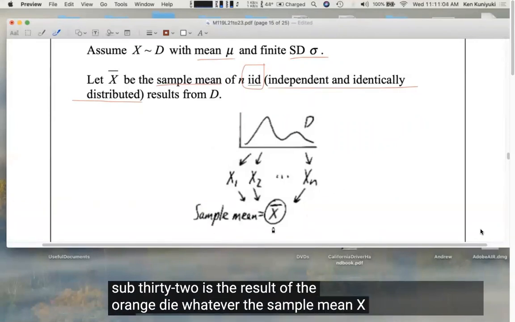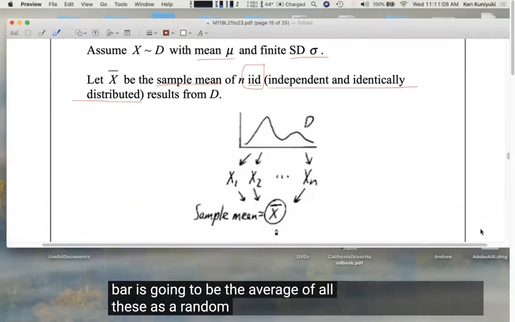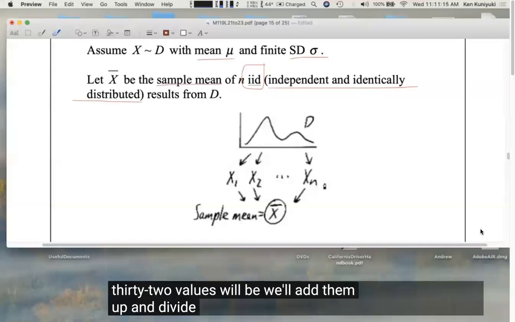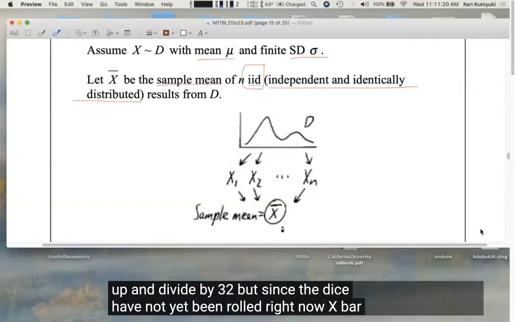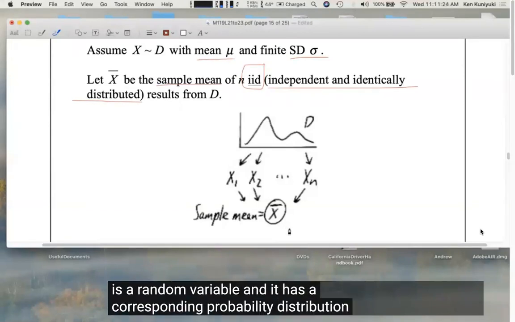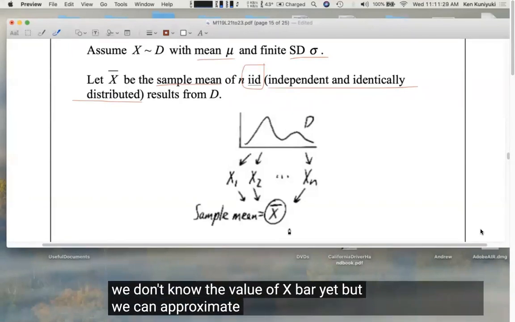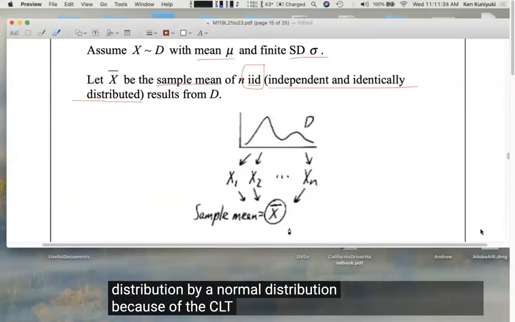The sample mean, X bar, is going to be the average of all these, as a random variable. Basically, it's telling us that whatever these 32 values will be, we'll add them up and divide by 32. But since the dice have not yet been rolled, right now x bar is a random variable, and it has a corresponding probability distribution. We don't know the value of x bar yet, but we can approximate its probability distribution by a normal distribution because of the CLT.